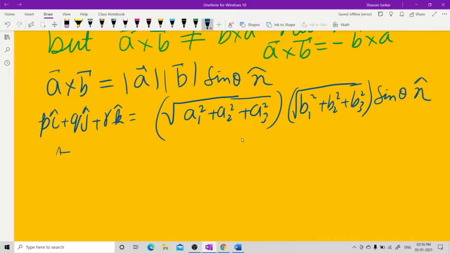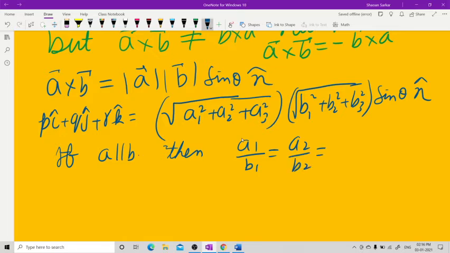If the vector A is parallel to B, then A1 by B1 is equal to A2 by B2 is equal to A3 by B3. With this, I have done away with your vector product and scalar product. Now let us see position vector, which is another very important concept in physics you will be needing.